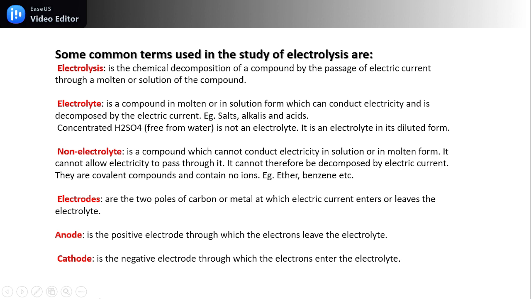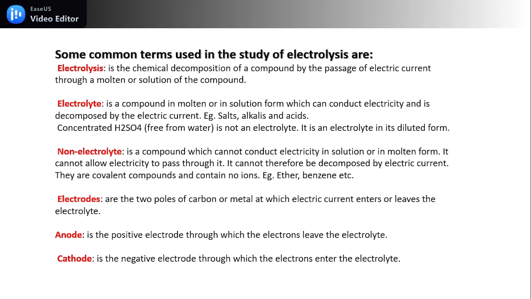So some common terms used in the study of electrolysis. Looking at these common terms, we have electrolysis, electrolytes, non-electrolytes, electrodes, anode, and cathode. So what do we mean when we state the word electrolysis? Electrolysis is the chemical decomposition of a compound by the passage of electric current through a molten or solution of the compound. So better explanations will be done very soon in this video.